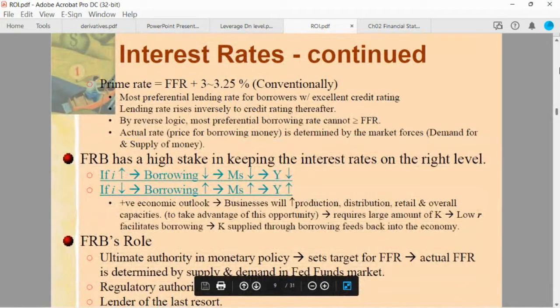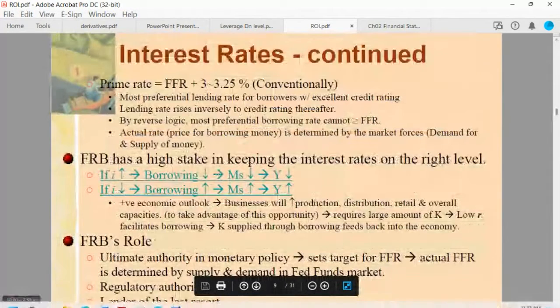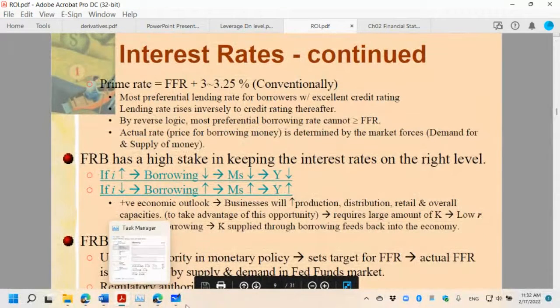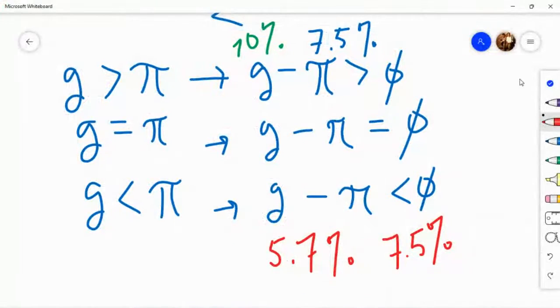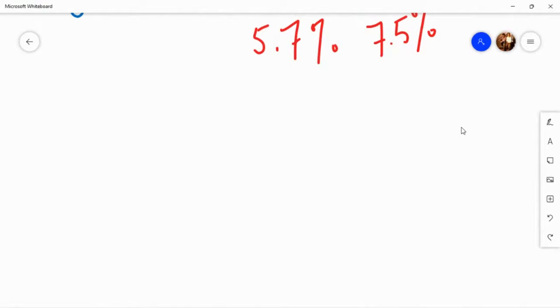Fed funds rate is short for federal funds market rate. And the federal funds market sounds like something under the control of the Federal Reserve. No, it has nothing to do with the Federal Reserve. Okay, Fed funds rate.